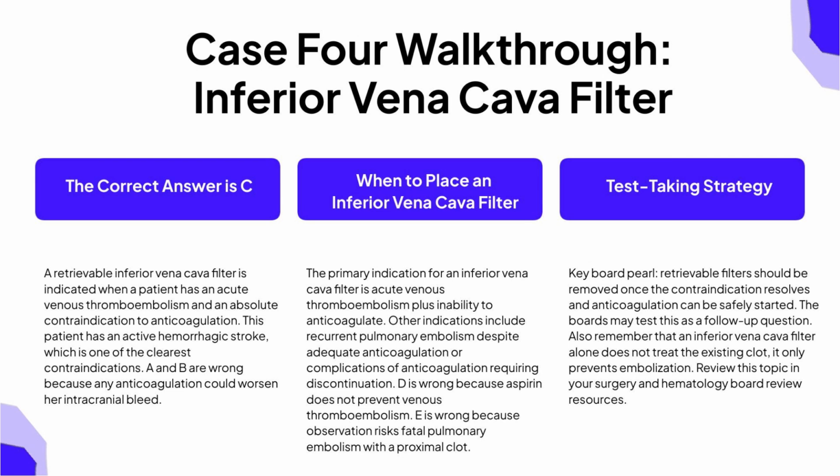Choices A and B, any form of heparin, could be fatal with an active brain bleed. Choice D, aspirin, does not prevent venous thromboembolism. Choice E, observation, is dangerous because a proximal femoral vein clot has a high risk of embolizing.